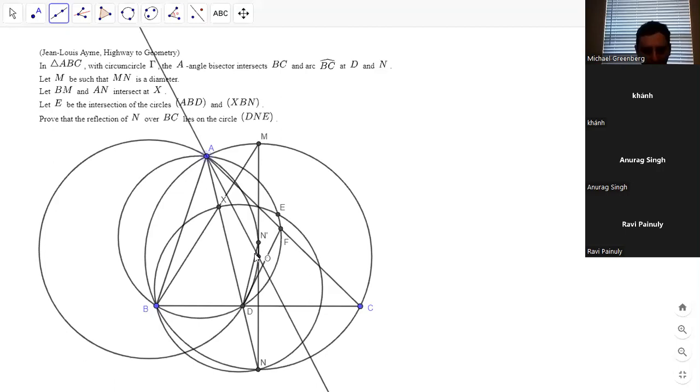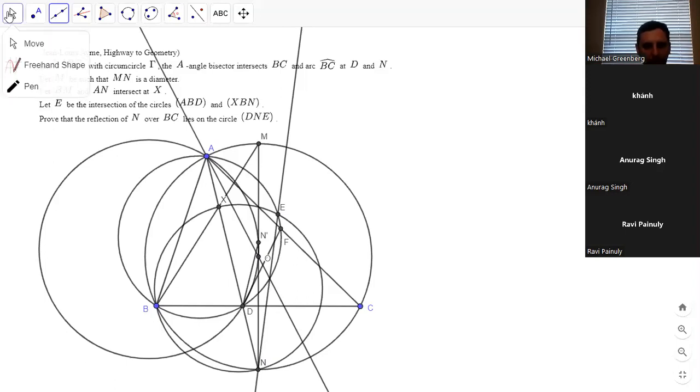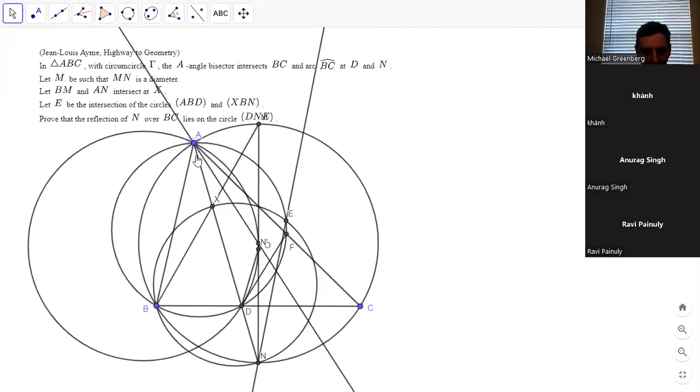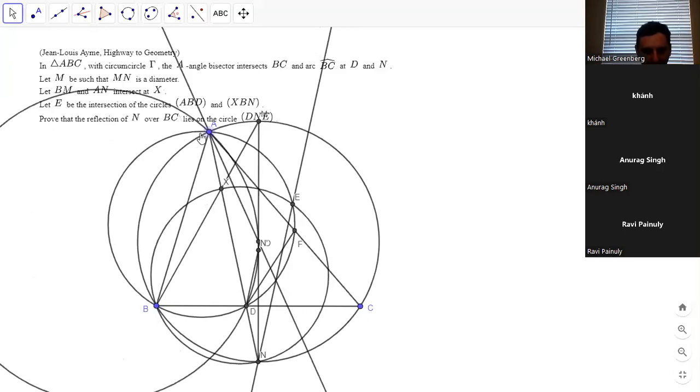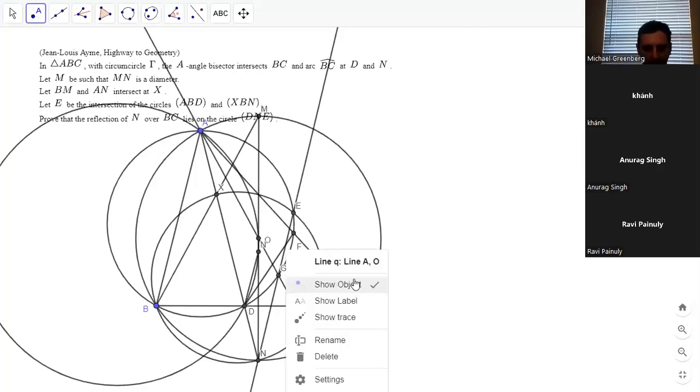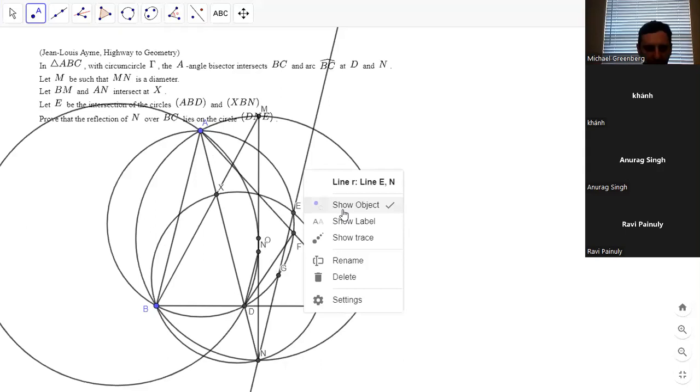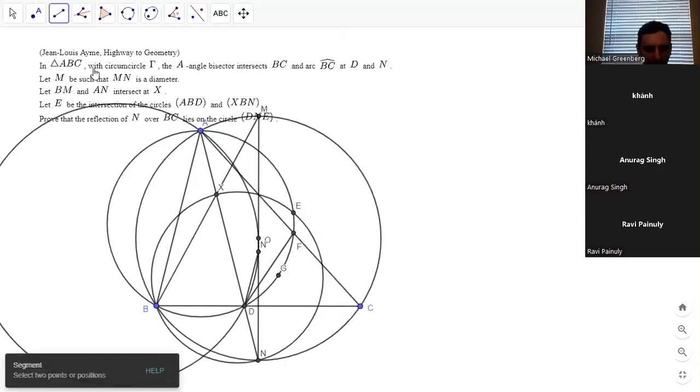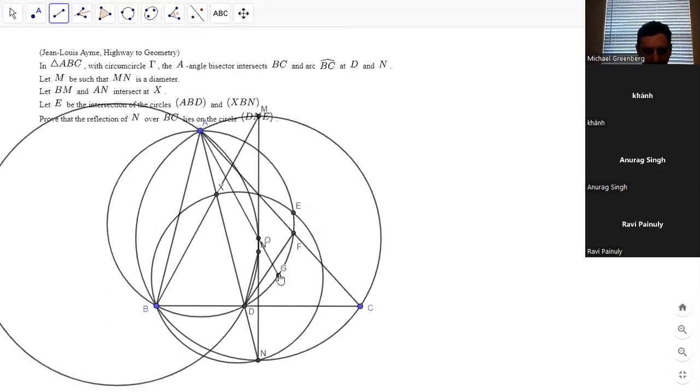So can we try to make a cyclic quadrilateral out of that? Oh, I think maybe AO and EN meet on that circle. That might help us a lot. I think that's going to be part of the solution. It looks like those meet on the circle, and I'll bet that's probably not that hard to prove. It doesn't look like it would be. And if we know that, that would probably be very helpful.